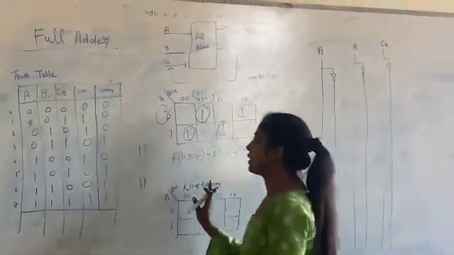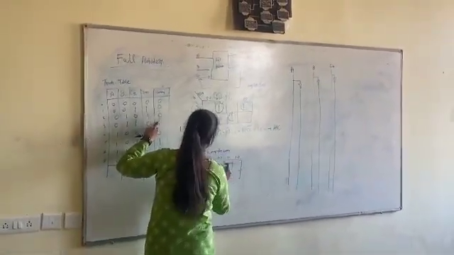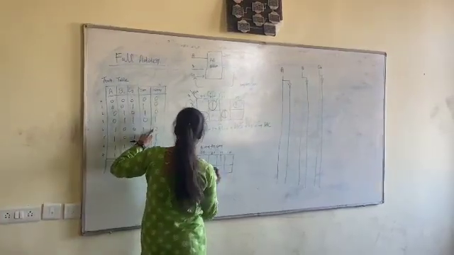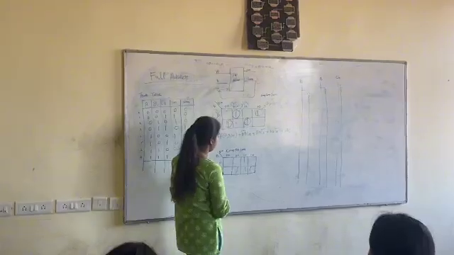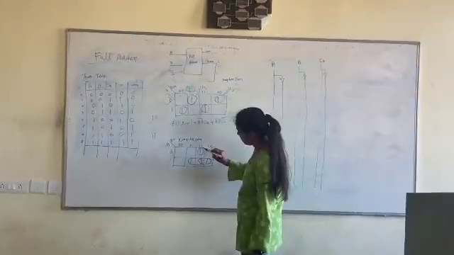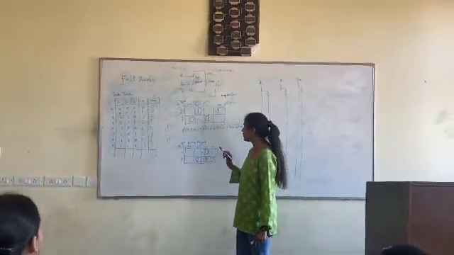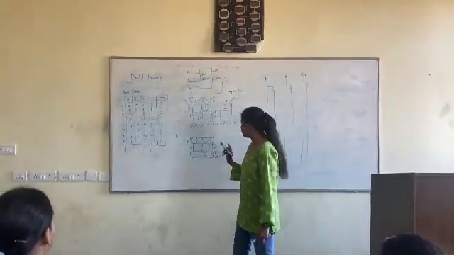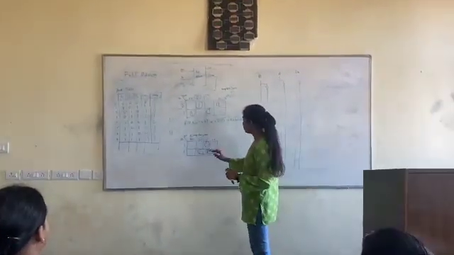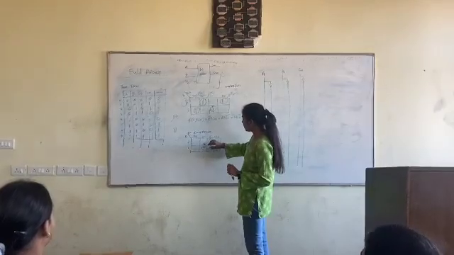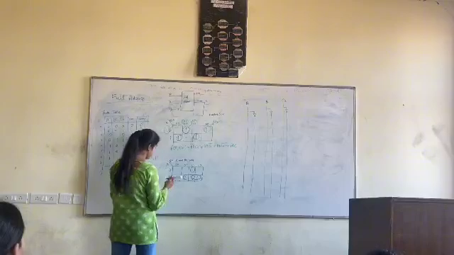Now we will do the K-map for carry. So in the grouping, the rule is that in a group there must be one which is not sharing with another. So in both the groups there is one which is not sharing. So again we will write the min term for this.